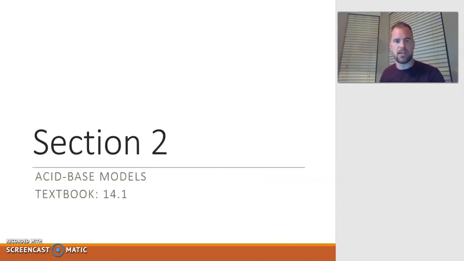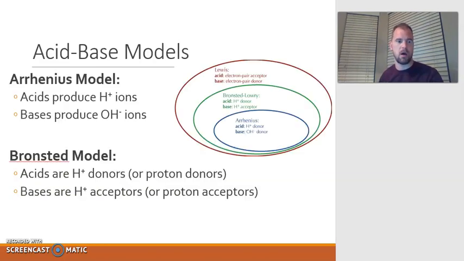We're now going to move on to section 2, which are acid-base models. We're not going to talk too much about acid-base models because Chem 152 is going to cover that a little bit more in depth. But we do want to have at least a basic understanding of the acid-base models. And so let's go ahead and take a look at those. There's actually more models than just what's on the screen here, but we're only going to cover 2. We're going to cover the Arrhenius model and then the Bronsted model, or more specifically, the Bronsted-Lowry model.